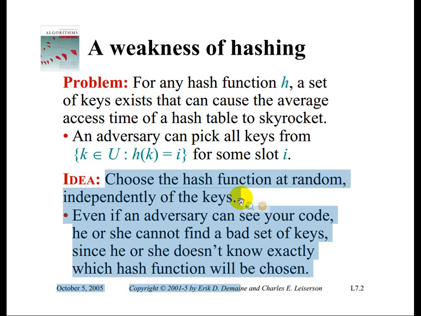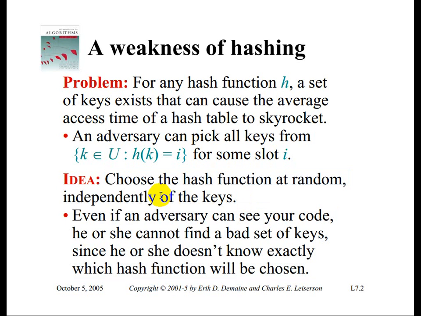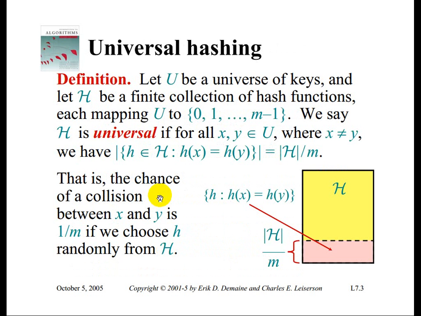What it means is there is no fixed hash function. Every time you're picking a different hash function, so even if somebody looks at the code, they can never figure out at runtime what hash function you're going to use. So they will never be able to, on average, break it that easily. And the interesting thing about universal hashing is how you construct this set of hash functions.